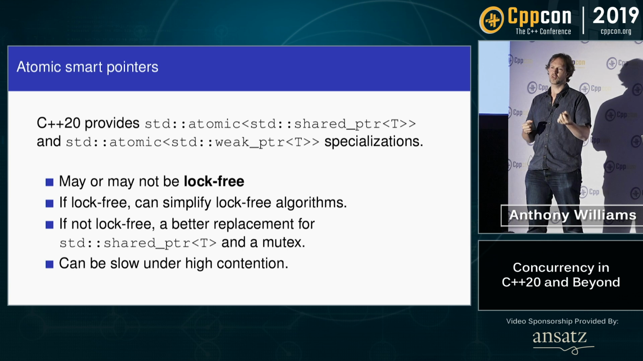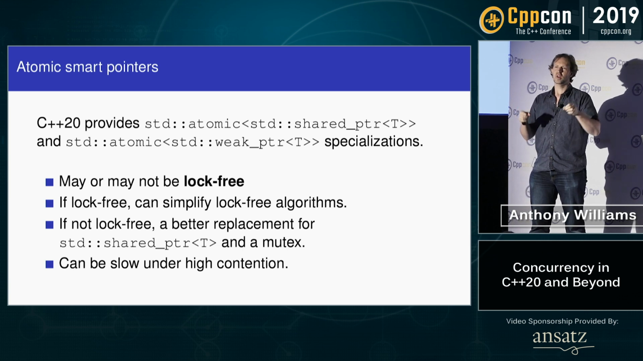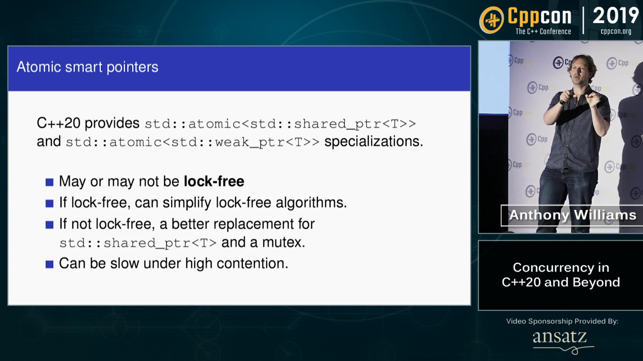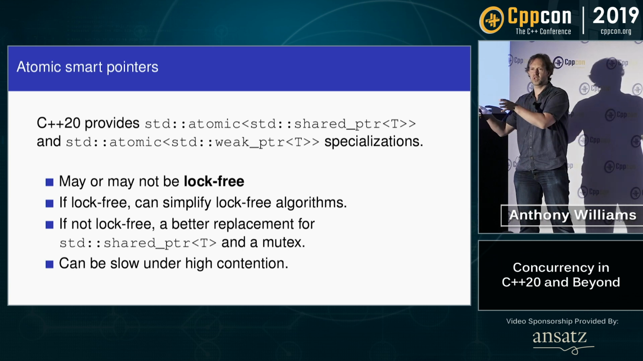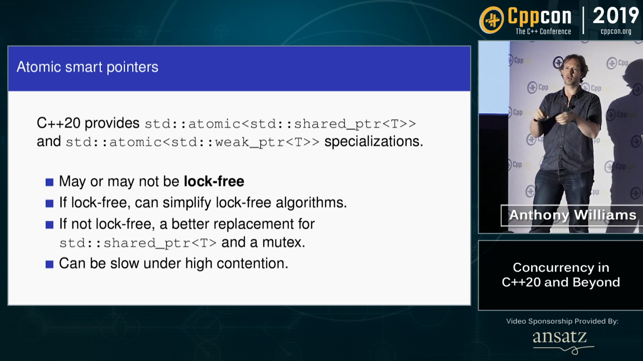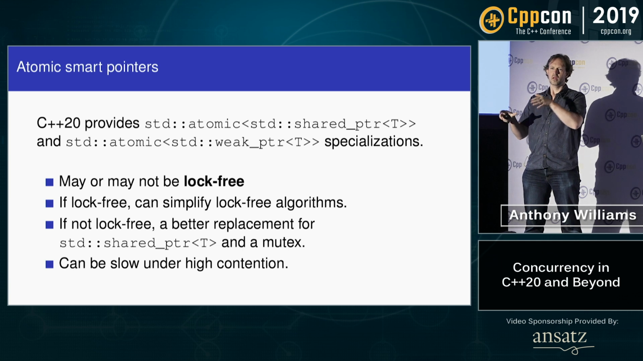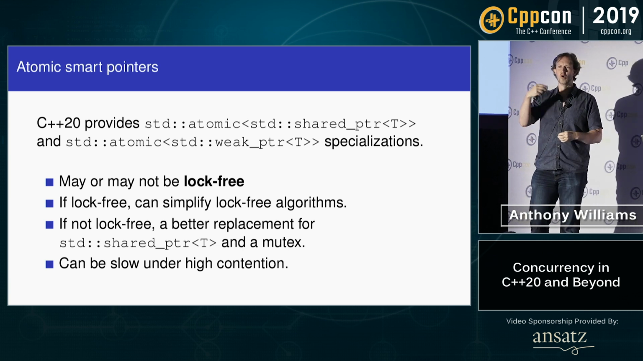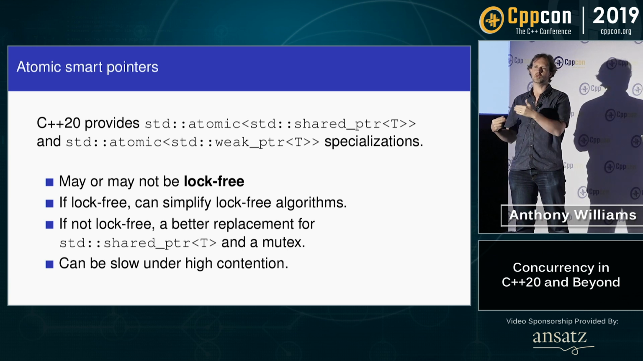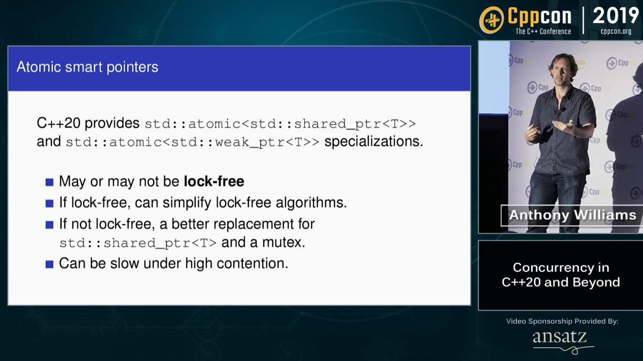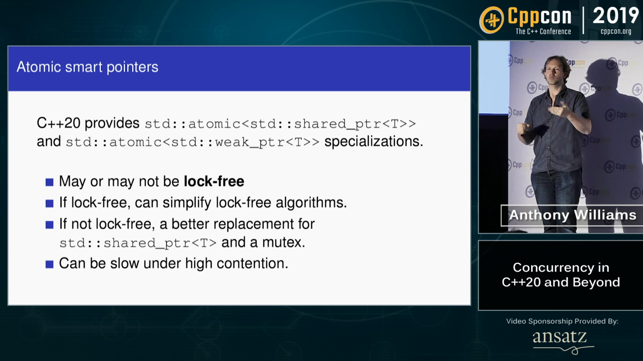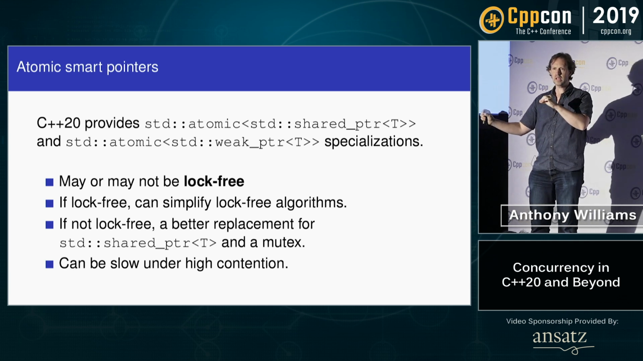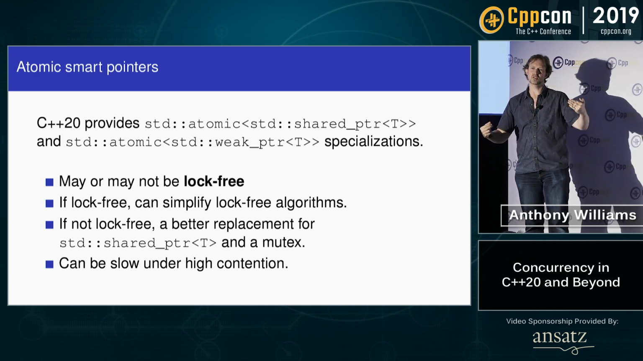In C++11, you could have managed with free functions. You could say atomic load on a normal shared pointer and atomic store on a normal shared pointer. But these were free functions, and it's easy, therefore, to omit them in some of the cases when you're dealing with something that you want to be atomic. So in C++20, we now have atomic of shared pointer of T, which means you can't forget to use the functions.